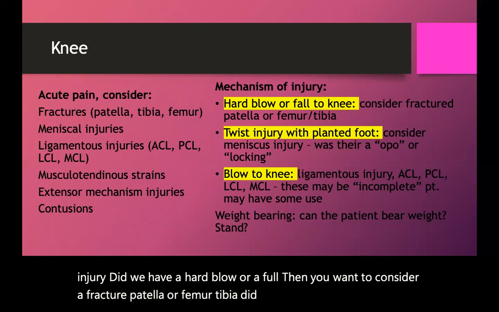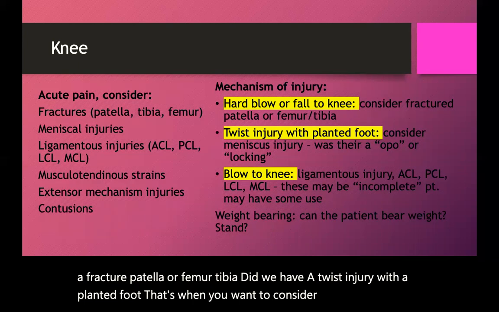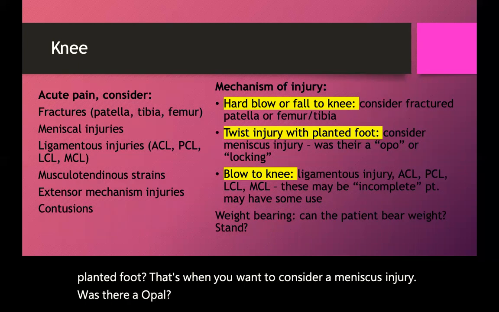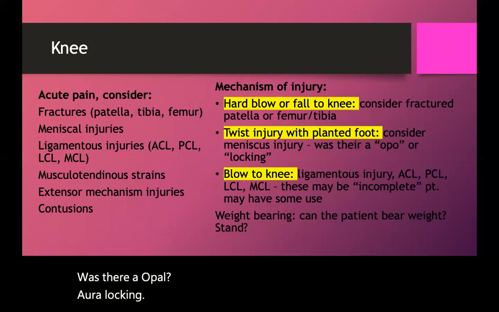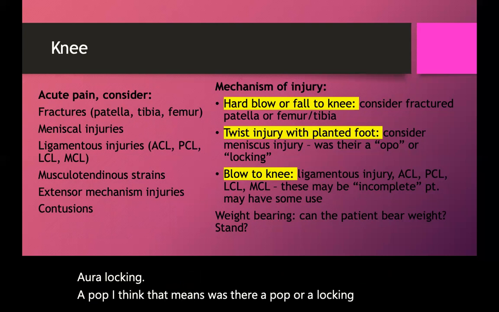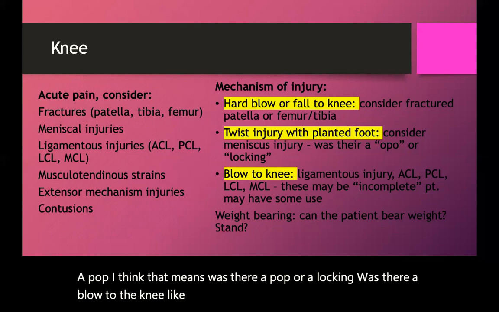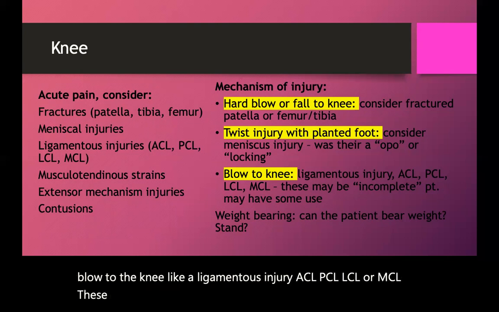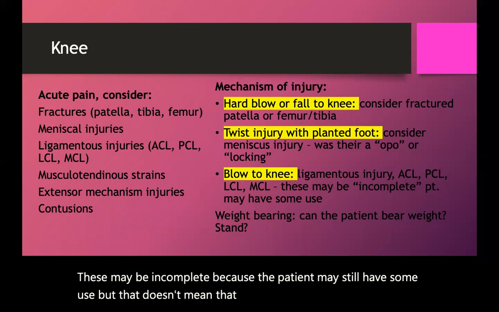Did we have a twist injury with a planted foot? That's when you want to consider a meniscus injury. Was there a pop or a locking? Was there a blow to the knee, like a ligamentous injury, ACL, PCL, LCL, or MCL? These may be incomplete because the patient may still have some use, but that doesn't mean that the injury isn't there. Weight bearing, can the patient bear weight, stand?